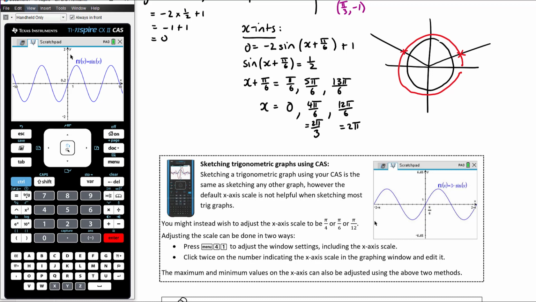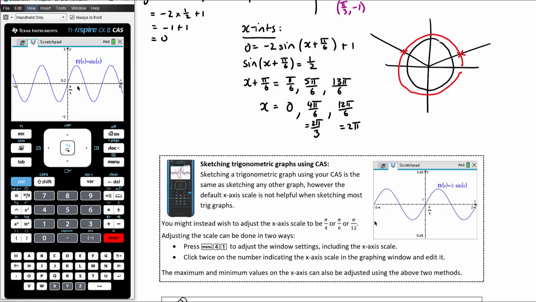When the x scale is counting up in ones, obviously the x-intercepts are happening at places like pi and 2 pi and pi on 6 and whatever it might be. So they're not aligning with the scale on the axis. You can change your scale in the same way that you adjust your window. You could do it through menu 4.1, or you can literally just click on that number once and then twice, and you could make it pi on 6 if you want. And then you're seeing a clearer scale of what's happening.